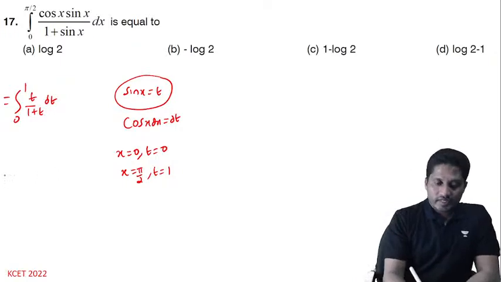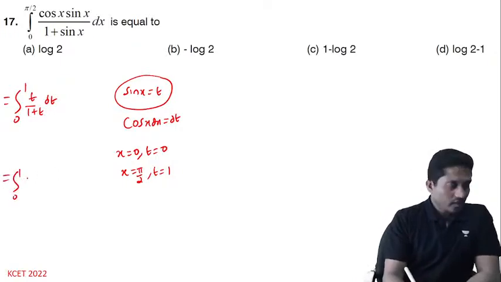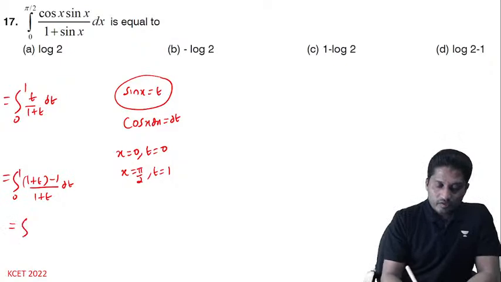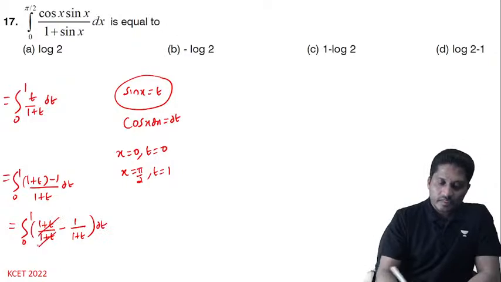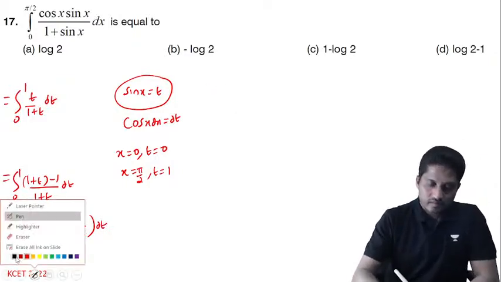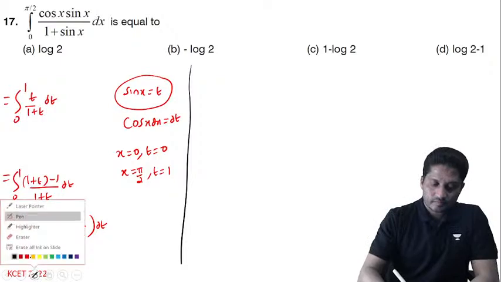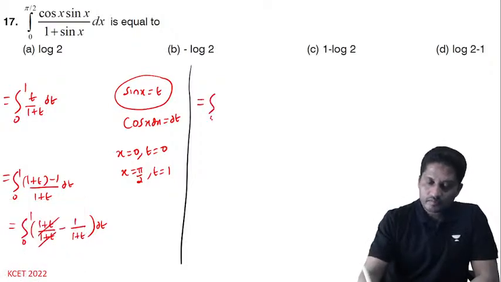Okay, now this is equal to integration of 0 to 1, 1 plus t minus 1 whole divided by 1 plus t dt. This is 0 to 1, 1 plus t divided by 1 plus t minus 1 divided by 1 plus t, and then dt. This will cancel. So this becomes integral 0 to 1 dt minus integral 0 to 1, 1 divided by 1 plus t dt.